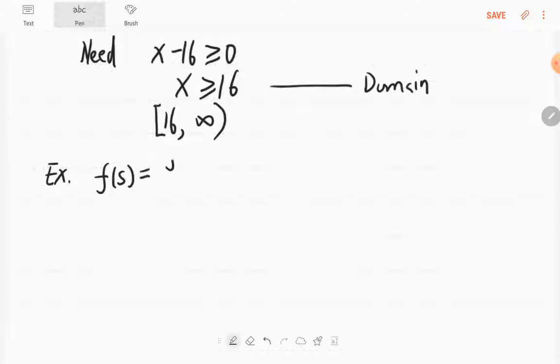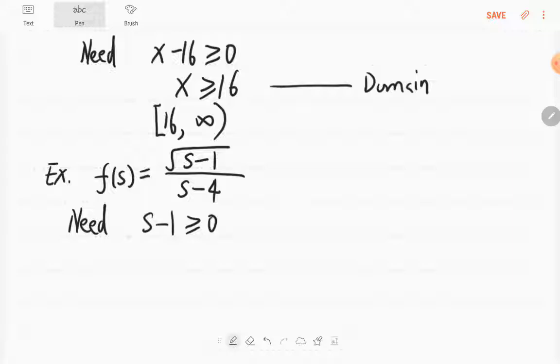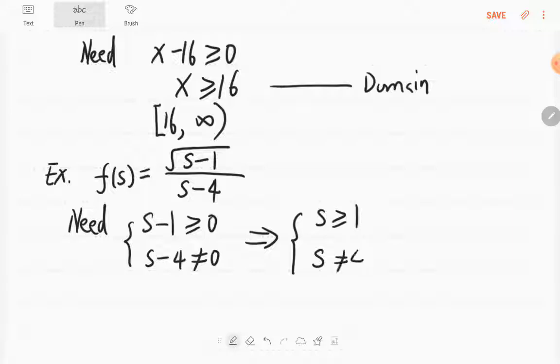f of s is equal to square root of s minus 1 over s minus 4. Okay, so now let's look at what kind of values of s we can plug in. The first thing is we need s minus 1 is greater than or equal to 0, right? We also need s minus 4 is not equal to 0. So this gives you what? The first one gives you s should be greater than or equal to 1. The second says, okay, s is not equal to 4, right?